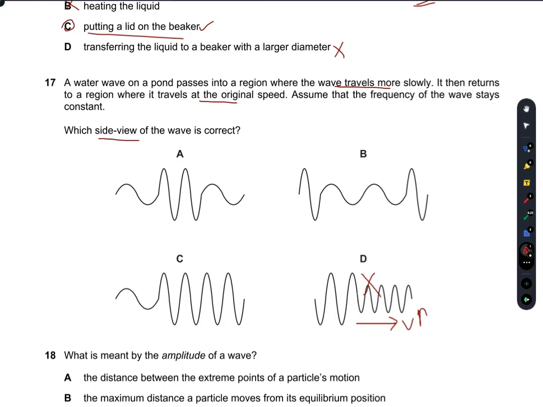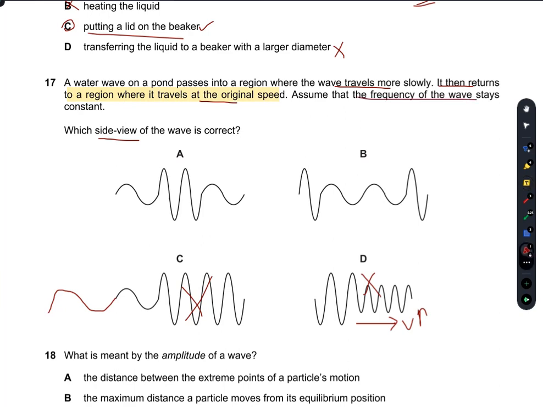In D again, the wave was first traveling faster, and then it is shown traveling even faster. But actually, the wave travels more slowly. So C is also incorrect, and it then returns to a region where it travels at the original speed.